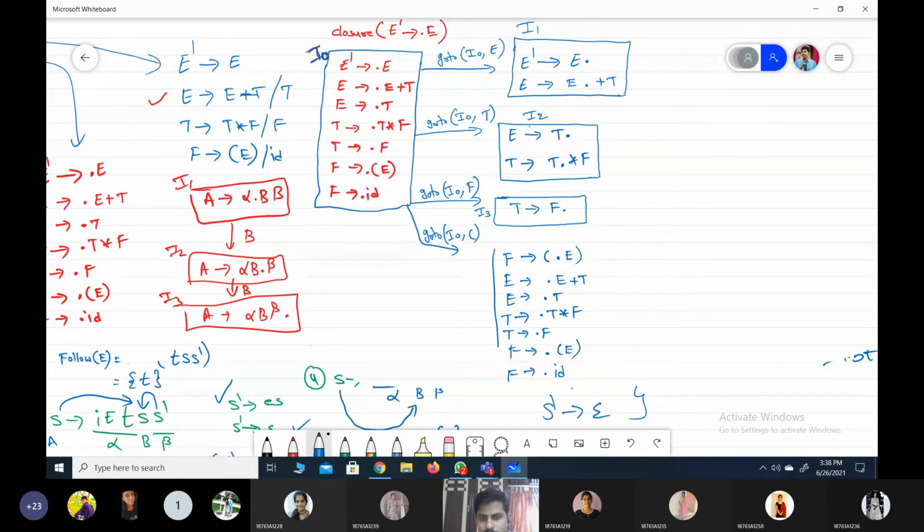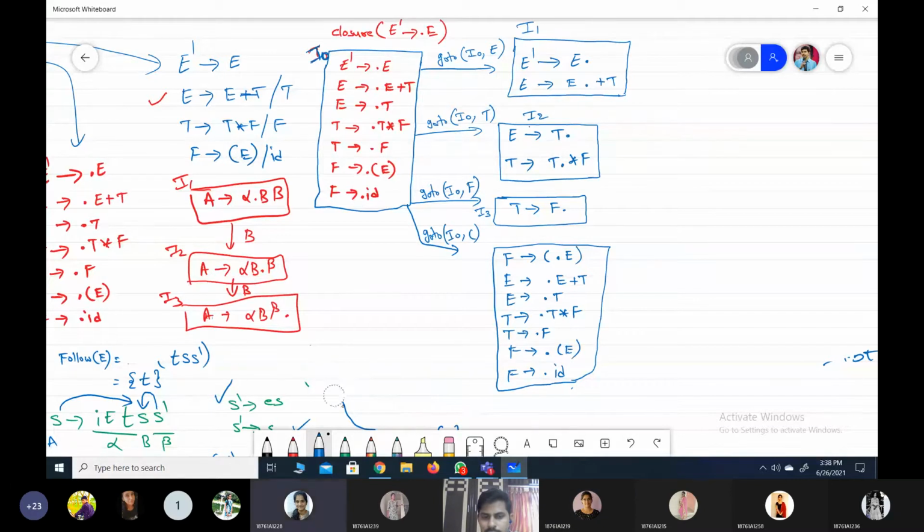Is it okay, everyone? Is it matched with any one of the item sets? The newly written item set is not matched with any one of the item sets. If it is matched, then write down that state. If it is not matched, then give the new item set number. That is nothing but I4.